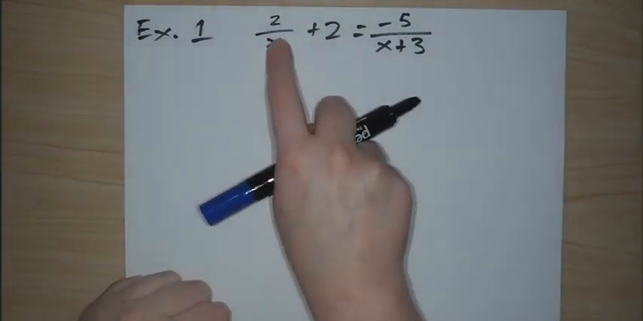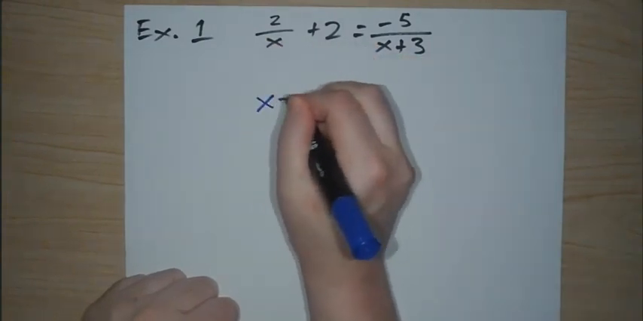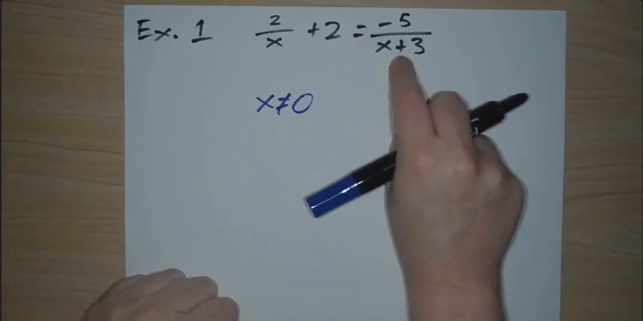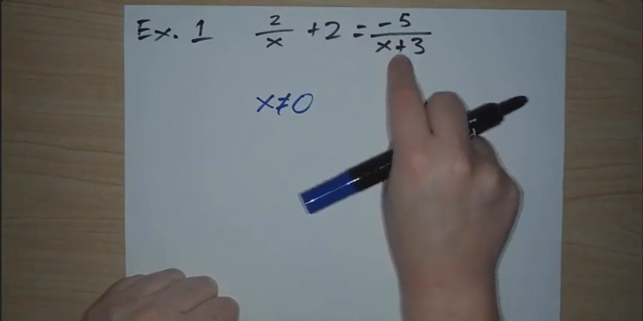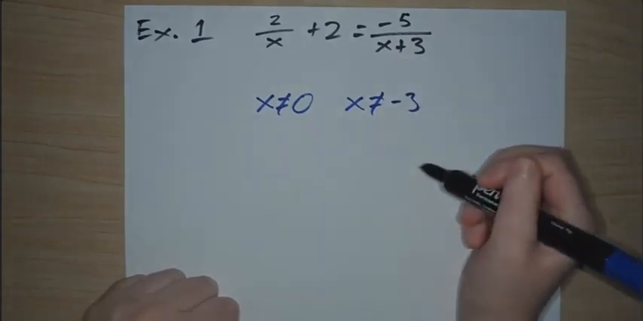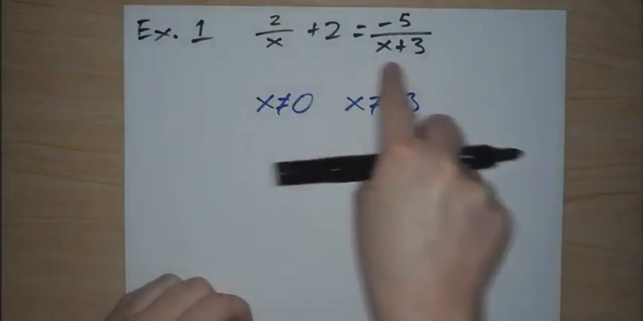So from that, we know that this 2 cannot be divided by 0. So we know that x cannot be 0. And from this fraction right here, we can't divide -5 by 0. So x cannot be -3. So, noting that, we move on to find the LCD.